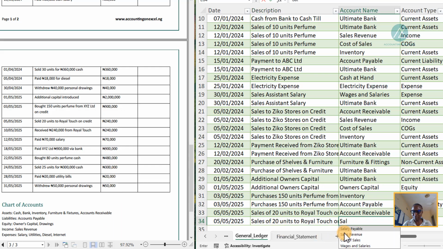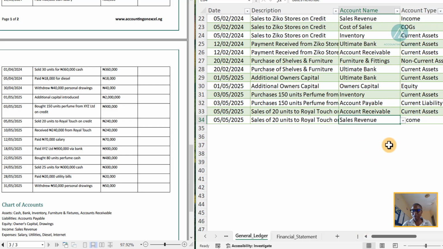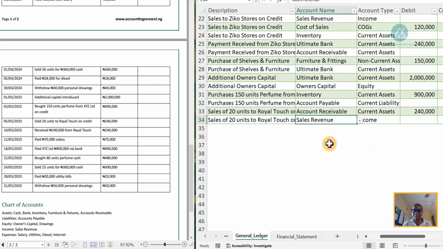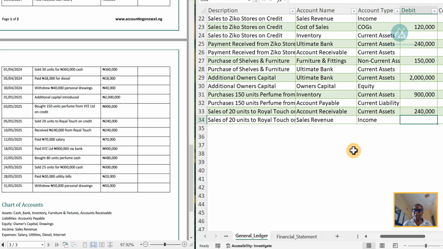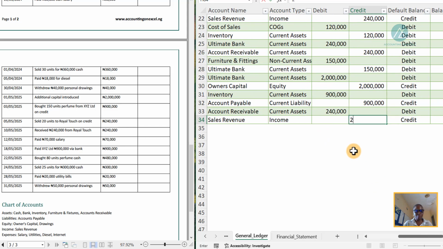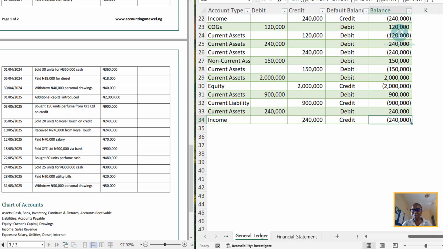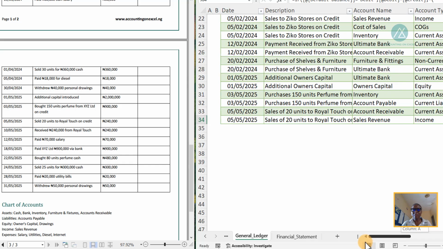Right, so you also capture that as your sales revenue. You can select from the drop down. Let me just scroll up so that you can see that. So you have a drop down, you can just select that, and this is an income. So income is credit, so you put your 240,000. And mind you, as I stated, we'll also have to take into cognizance that this particular transaction impacts your inventory and cost of sales.